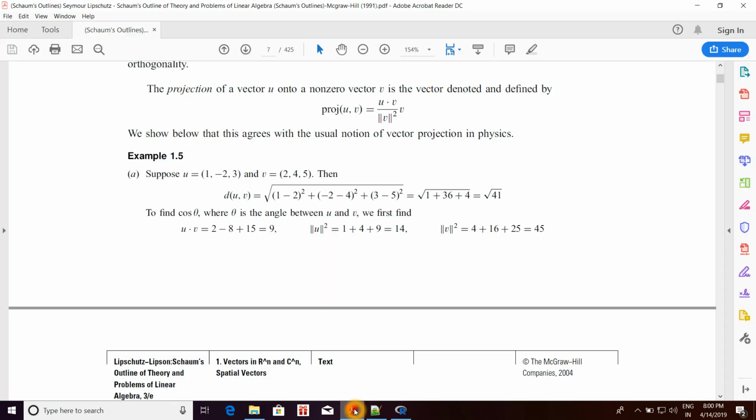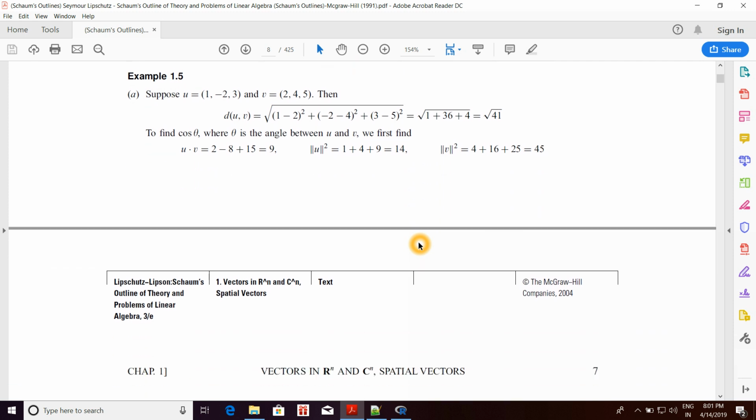Next we will calculate the cos theta, where theta is the angle between u and v. So first we need three things. One is the dot product of these two, the square of norm of one vector, and square of norm of the second vector.